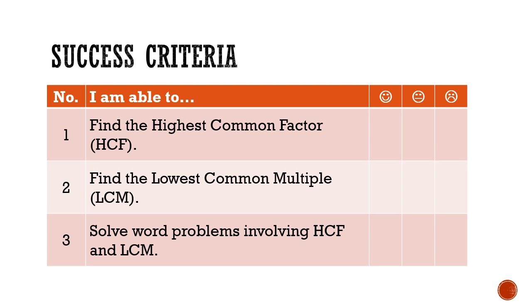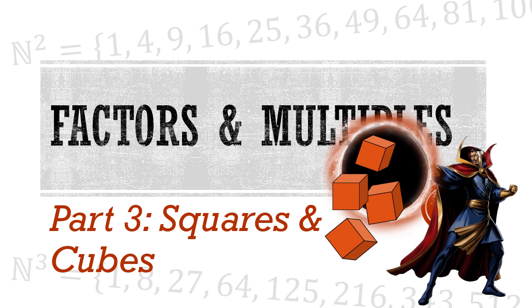Now before we reach the end, let's recap on the success criteria that we've set out at the start. Are you now able to find the highest common factor of 2 to 3 numbers? How about the lowest common multiple of 2 to 3 numbers? And are you now better prepared to solve word problems involving HCF and LCM? We have come to the end of part 2 on HCF and LCM.